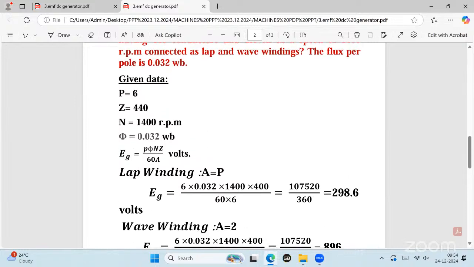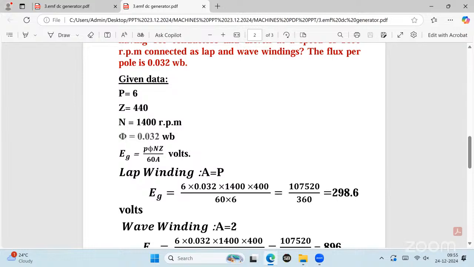Is it the correct answer? Is my calculation correct? It may be wrong also. Right, 328. Okay, 328. It was a printing mistake. Did you get the same answer, 298 or 328? I have taken 400. I have to take 440 here. It is a printing mistake.